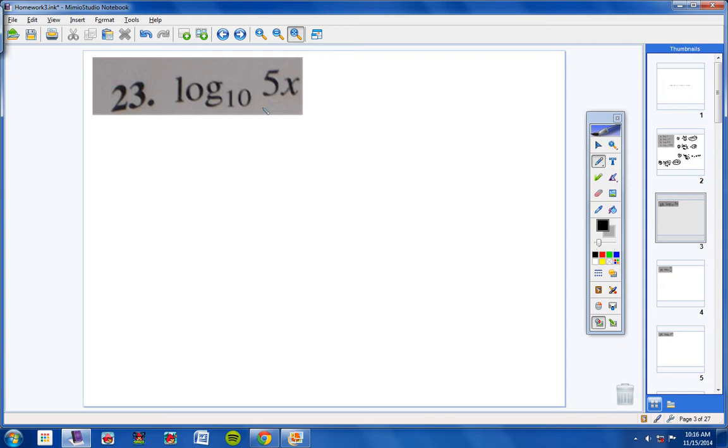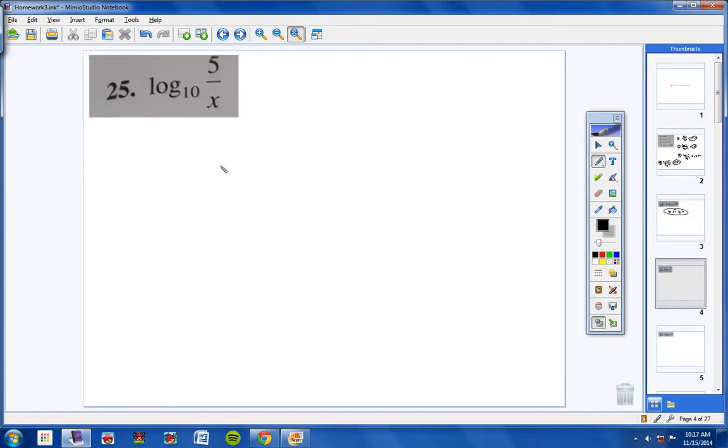So notice that your argument is multiplying 5 times x. So that means you can write your log base 10 twice and put a plus sign in between them. And we'll have the log of 5 plus the log of x. Now, by the way, you don't have to put these 10s if you don't want to. Remember, guys, when it's the base 10, it's understood to be there. So you're welcome to write the base 10 if you want to, but you don't have to. Okay? So there's your answer.